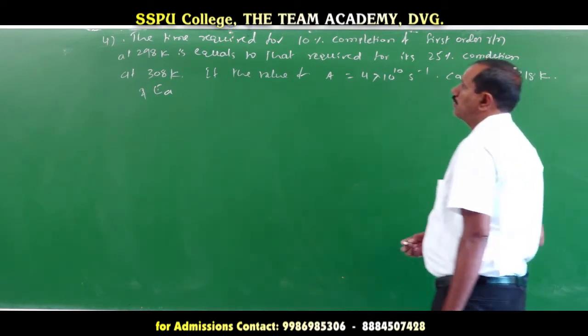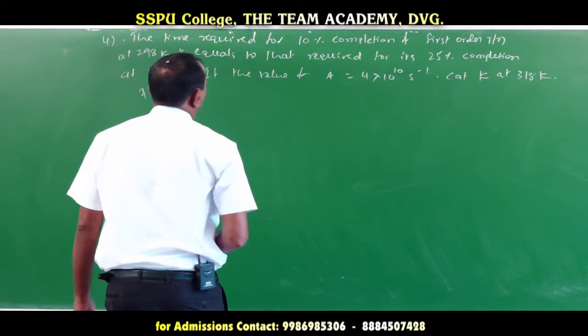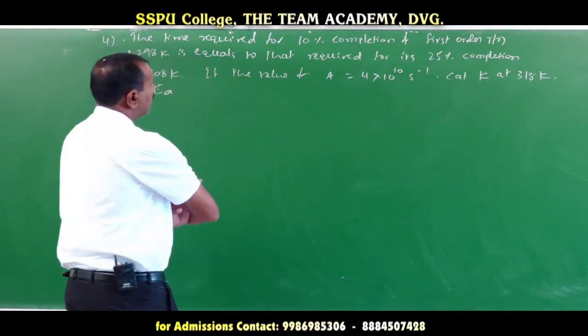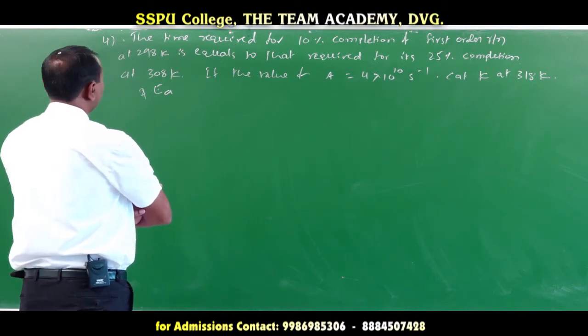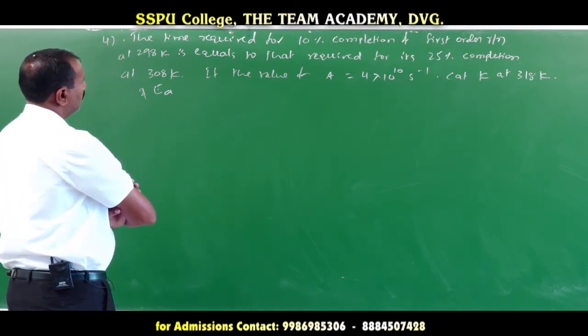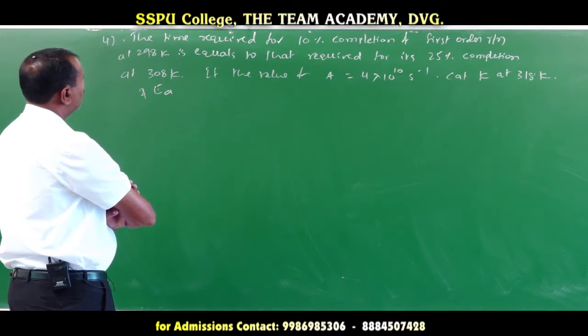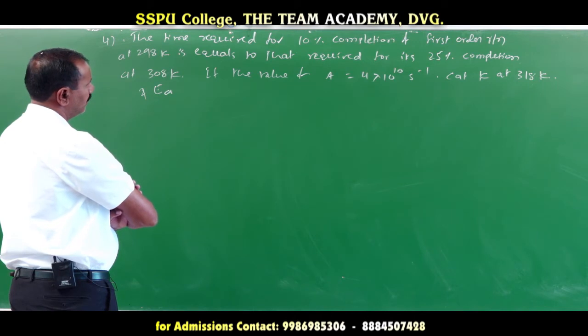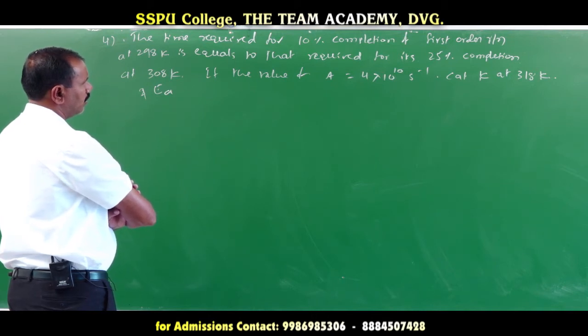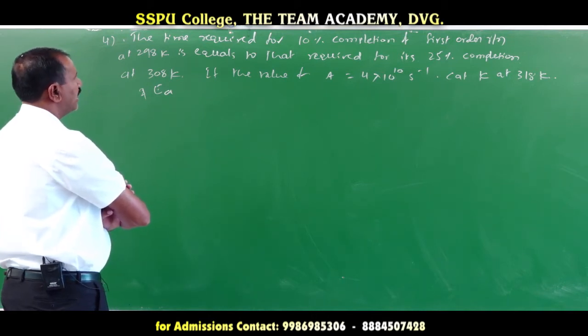So, the time required for 10% completion of a first order reaction at 298 Kelvin is equal to that required for its 25% completion at 308 Kelvin. The value of A is given, that is 4 into 10 to the power of 10 per second. So calculate the K at 318 Kelvin.